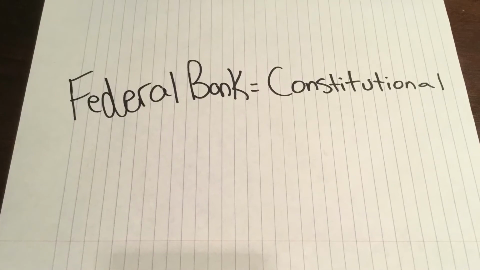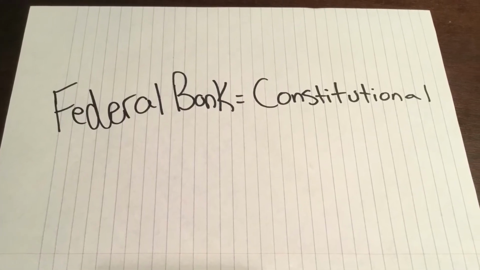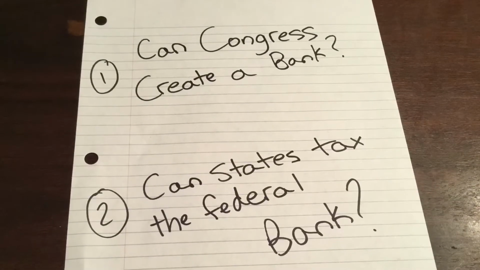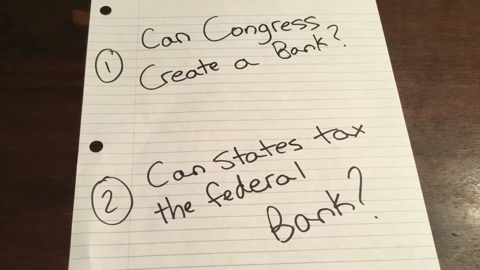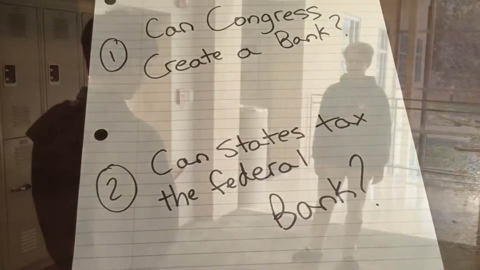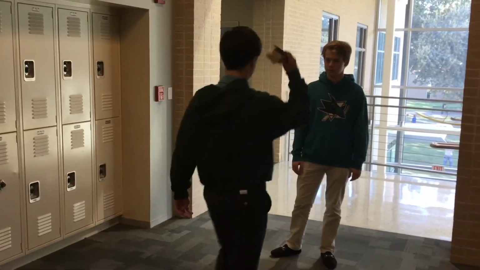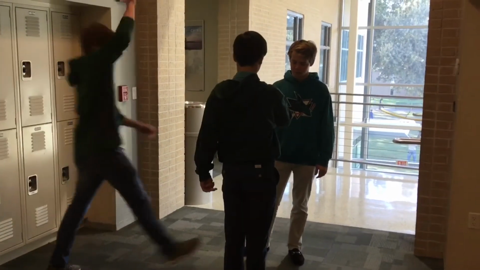After the first issue was resolved, it was on to the second. Can the state of Maryland tax the federal bank? The state of Maryland believed that they had the right to tax the bank because it was an out-of-state bank operating inside of Maryland. Marshall responded to this issue with one of his most famous quotes: "The power to tax involves the power to destroy."